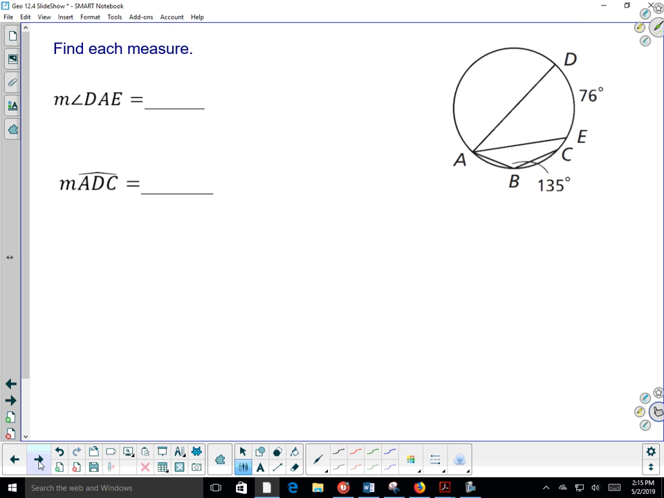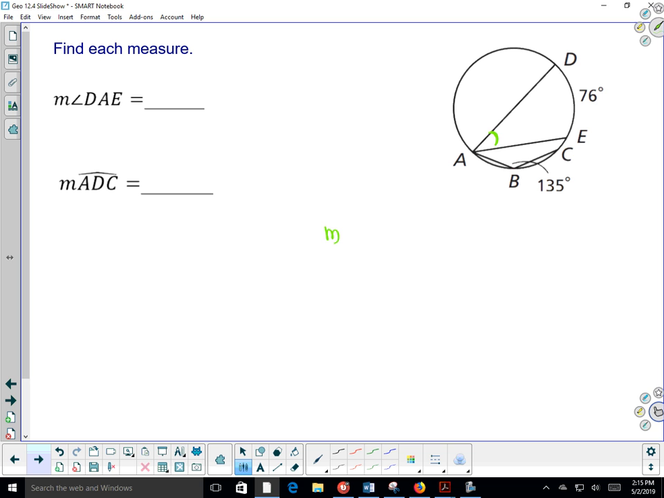Find the measure of angle DAE. The measure of angle DAE is this angle right here. Ella, can you help me out? I said 38 degrees. How'd you get 38? I multiplied 76 times 0.5.